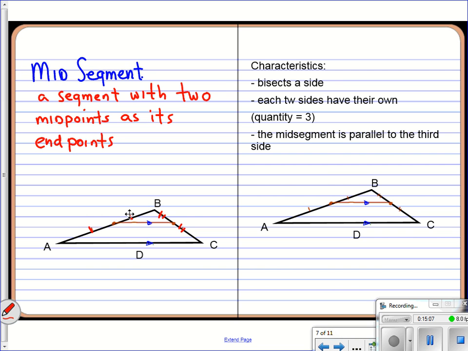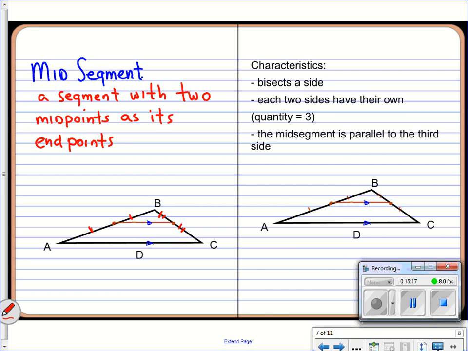All right, so some characteristics: it bisects a side. Each two sides have their own. In other words, it takes two sides to make one of these segments, right? And there are three total. The segments are parallel to the third side. So as you can see with my blue arrows there, I'm connecting the left and the right side here to make the mid-segment. The side that's not being used, the bottom one, is automatically parallel to that mid-segment. Go ahead and put me on pause and see if you can draw in the other segments.